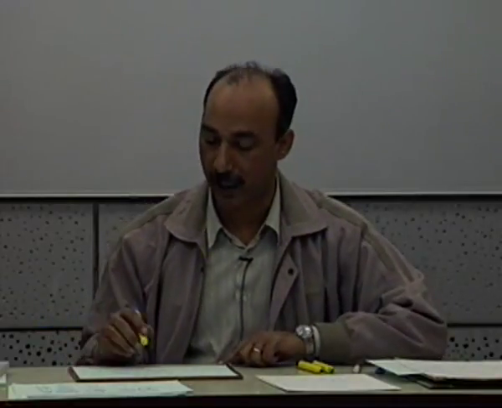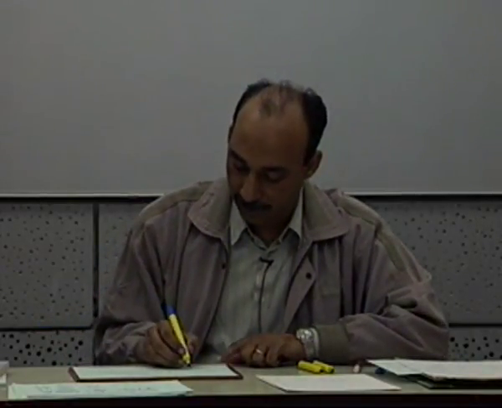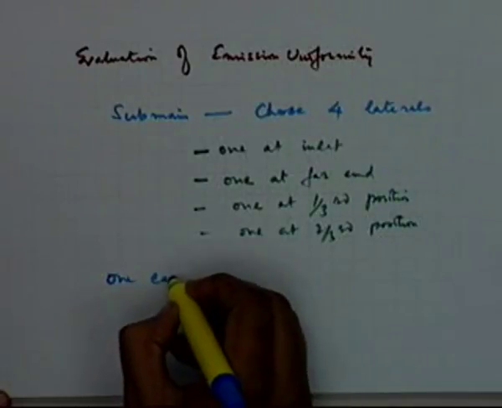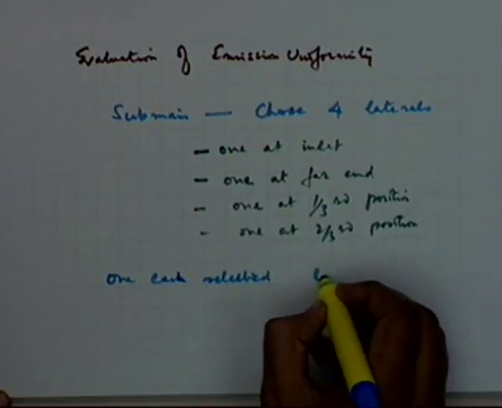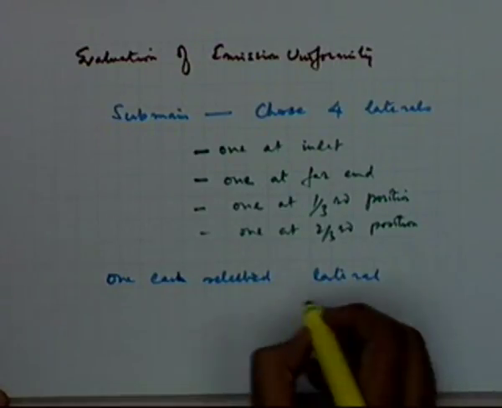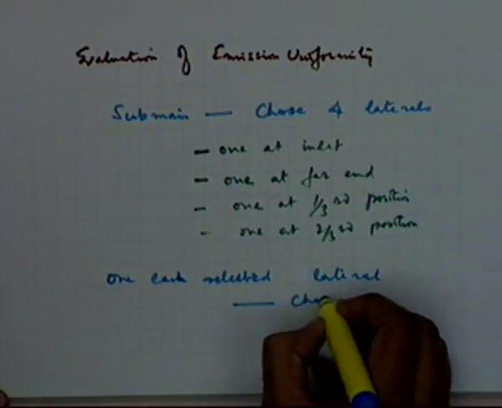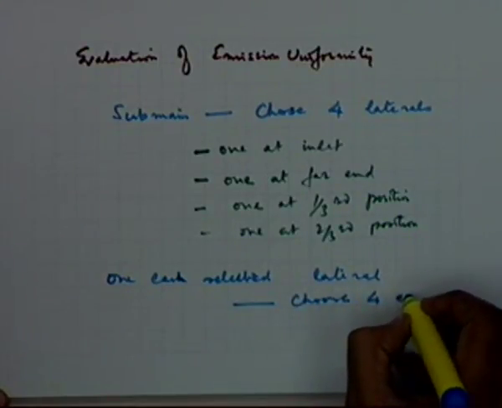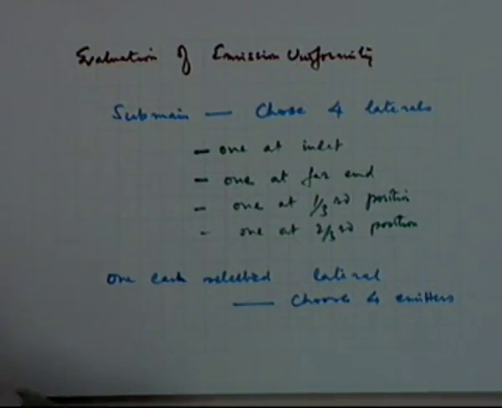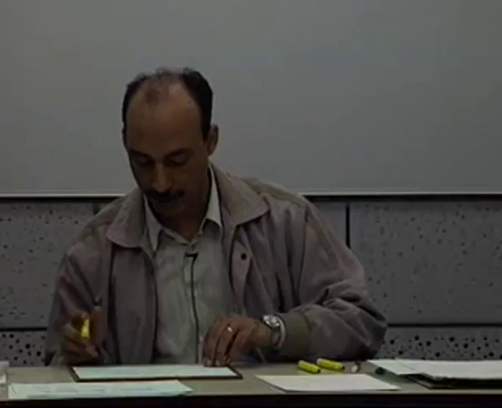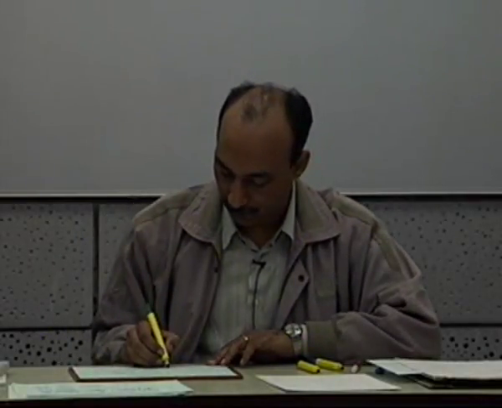There is discharge which is reducing. All those things which we have already discussed with respect to the sprinkler irrigation system are happening here also. So on each selected lateral, again choose 4 emitters.